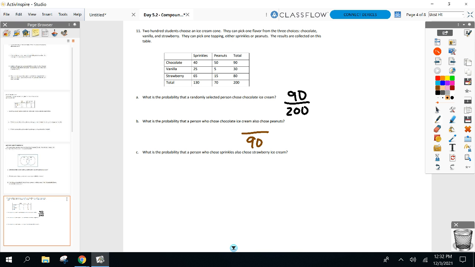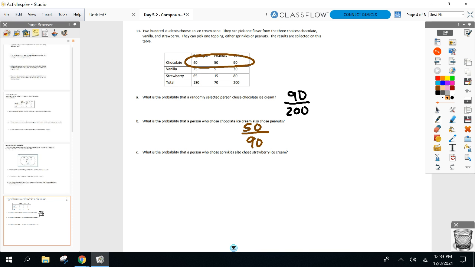See the difference? I already know they chose chocolate. So now this is the only row I'm looking at right now. The ones who chose chocolate, how many chose peanuts? 50. Okay, 50. And then reduce if you want to 5/9.